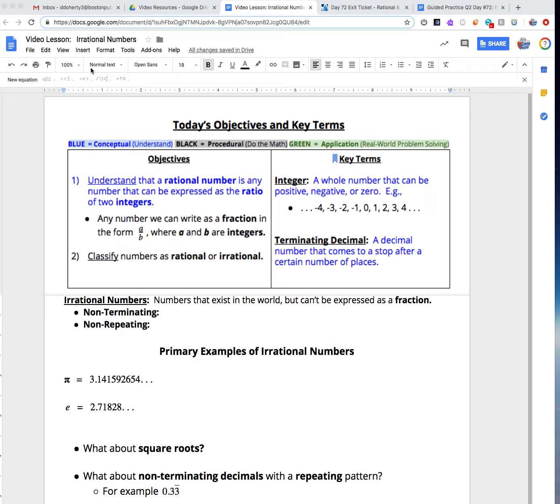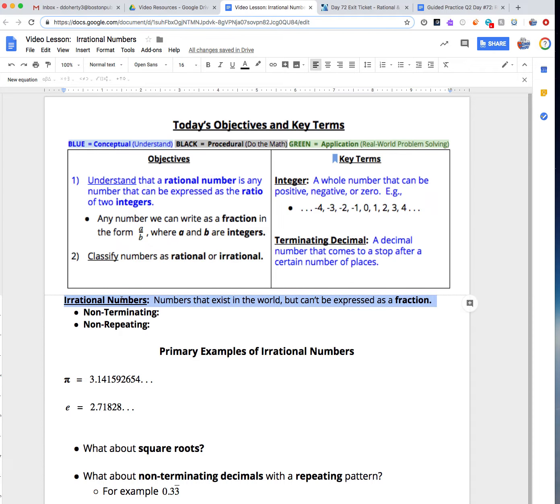Welcome. In this video, we're going to quickly review what an irrational number is. We've worked on this for a couple days. This first objective should be familiar. It tells us today that a rational number is any number that can be expressed as the ratio of two integers. As we know from class, an easier way to understand that means any number we could write as a fraction so long as the numerator and denominator are both integers.